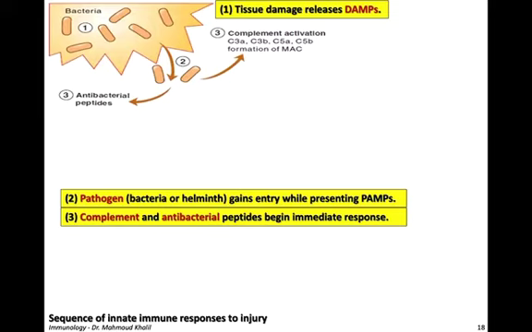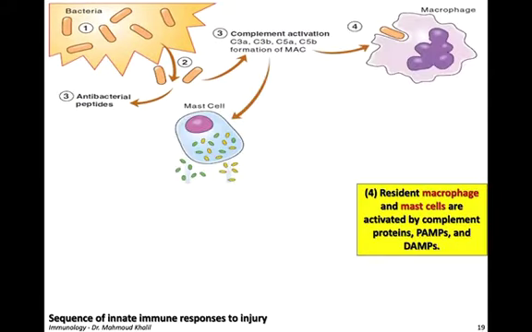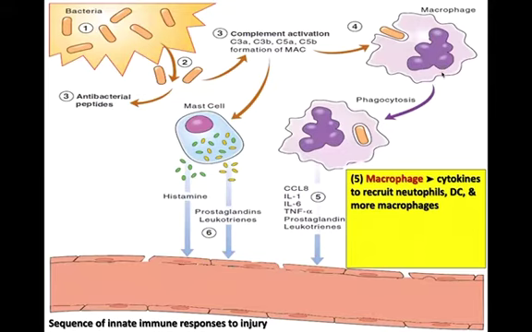Soon after that, the complement and antibacterial peptides begin the immediate response. So the immediate response is carried out by these molecules which are near the vicinity of the site of the start of the inflammation. Soon after that, the resident macrophages and mast cells are activated by these complement proteins, as well as by PAMPs and DAMPs. So as we said, the resident macrophages and mast cells are activated by the already in-vicinity complement and antibacterial peptides. The macrophages start to secrete cytokines that recruit neutrophils and dendritic cells and more macrophages.